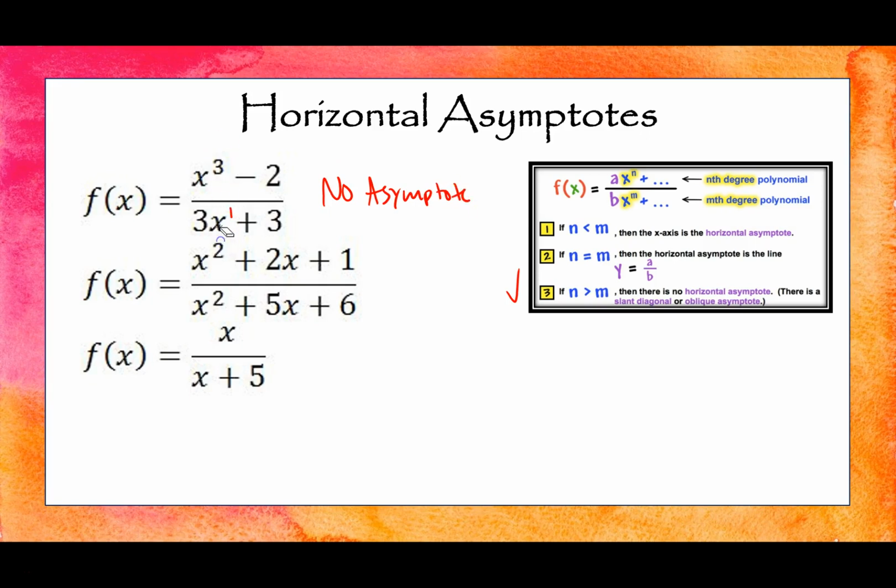Okay, for the second problem here, we have that our exponents match. So this would be a 1 divided by 1, so we have an asymptote at y equals 1. On this number 3, we also have the same exponents of x to the first and x to the first. So we would have an asymptote at y equals 1.